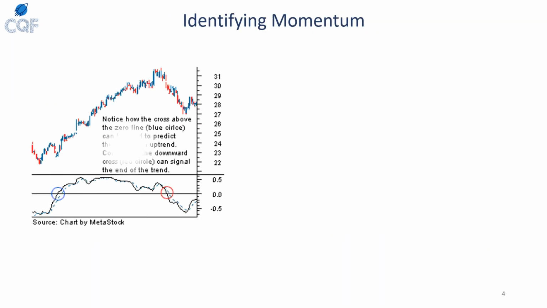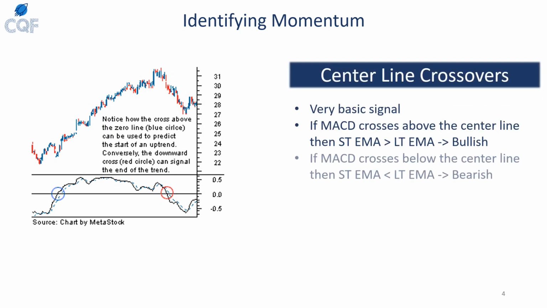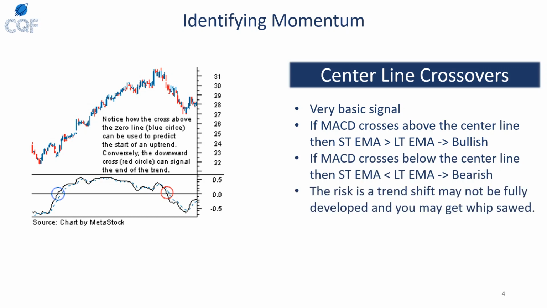So one way traders take advantage of the MACD is to identify momentum, and the very basic way to do that is center line crossovers. By center line, that's the zero line in the MACD section of your chart. So if the MACD is crossing above the zero line, that means the short-term EMA is greater than the long-term EMA. The short-term EMA is moving up faster than the longer-term EMA. As an example, that's bullish. If it's the opposite, it is bearish.